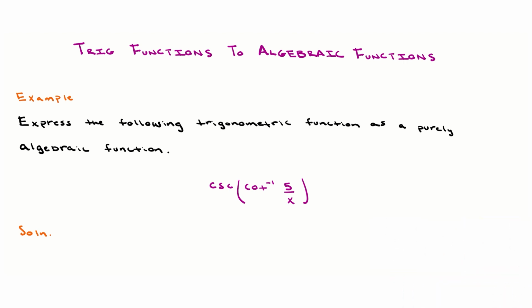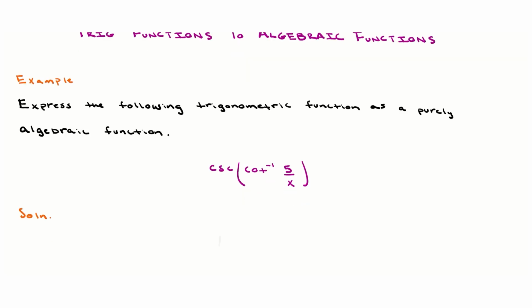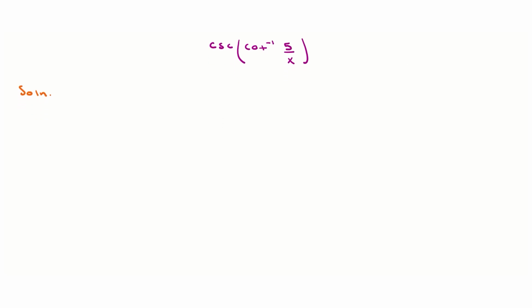And to be clear, when I say let's start inwards, I mean let's evaluate our innermost trig expression first. And with that being said, our innermost trig expression is the inverse of cotangent of 5 over x. And because that whole piece is within cosecant, I'm going to set it equal to theta. So we have cosecant of theta, where theta equals the inverse of cotangent of 5 over x.